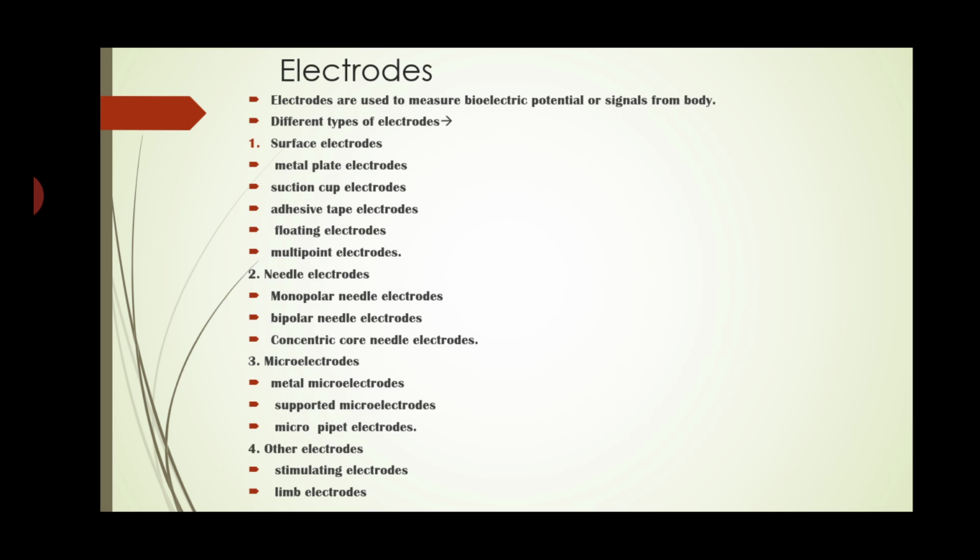First, surface electrodes. In the surface electrodes, plate electrodes, suction cup electrodes, adhesive tape electrodes, floating electrodes and multipoint electrodes are present. In needle electrodes, monopolar needle electrodes, bipolar needle electrodes and concentric core needle electrodes are present. These are the subtypes of the needle electrodes. In microelectrodes, the first one is a metal microelectrode, second a supported microelectrode, third a micropipette electrode. In other types of electrodes, there are stimulating electrodes and limb electrodes.